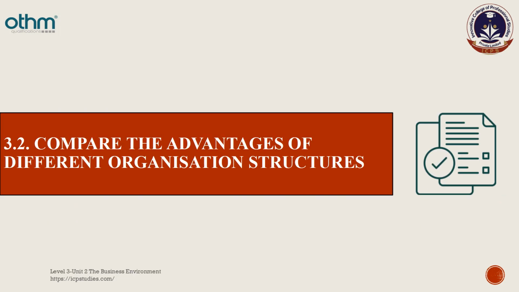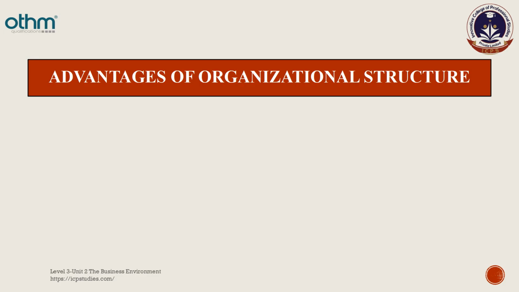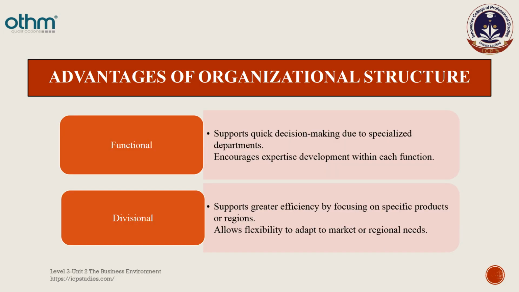The second assessment criteria for the third learning outcome is to compare the advantages and disadvantages of the different organizational structures. So first we will discuss the advantages of the organizational structures. First, we will discuss the advantage of functional organizational structure. If we talk about the functional structure, then it supports quick decision making due to its specialized departments. It also encourages expertise development within each function of the company or the department or the organization.